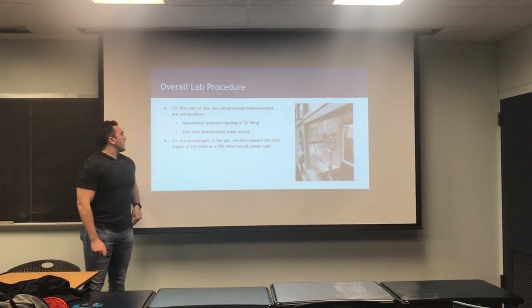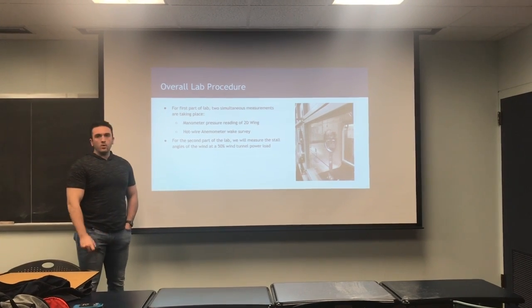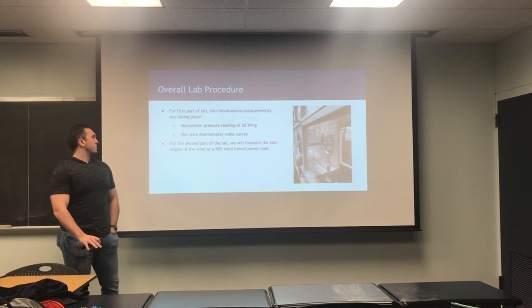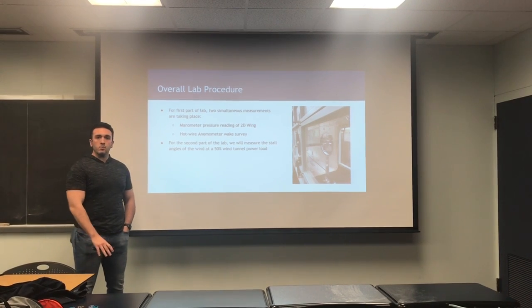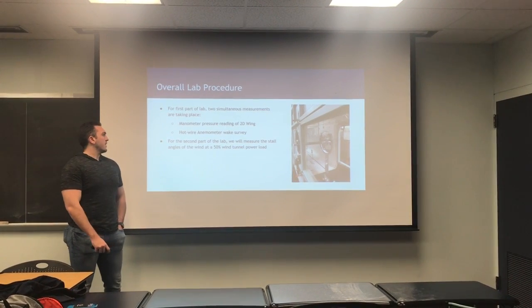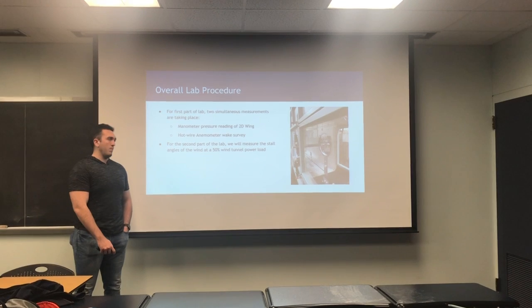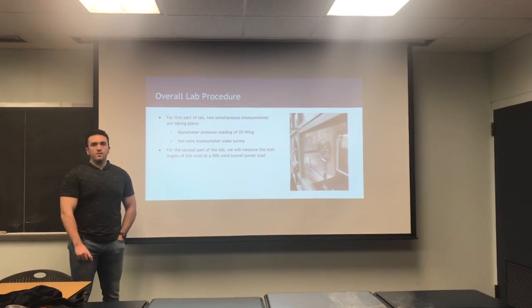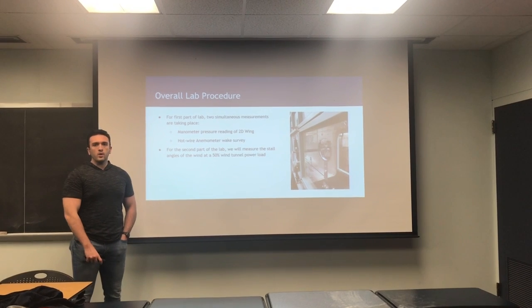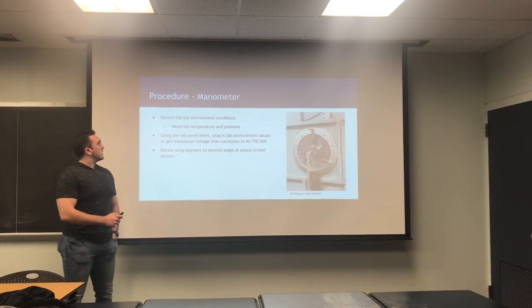All right, for this lab, there were two parts. The first part was two simultaneous measurements. One was with the manometer that was reading the pressure from the pressure taps of the wing, and the second was a wake survey using the hot wire anemometer. In the second part of the lab, we measured the stall angles of the wing at 50% to determine where it stalled and then where the flow reattached.